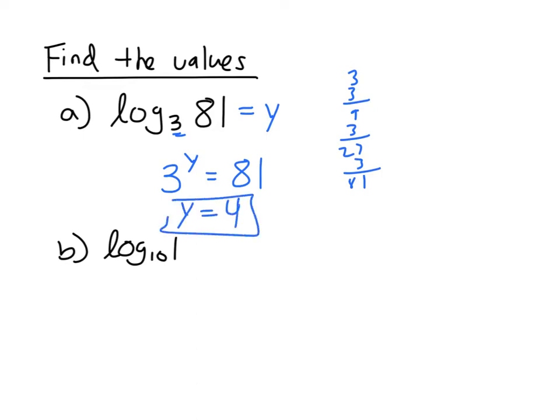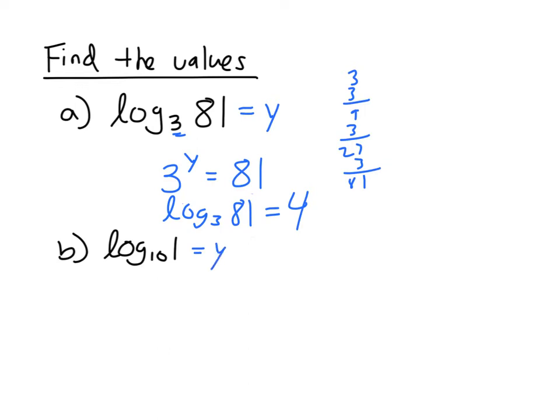What you should say at the end is, okay, so log base 3 of 81 equals 4. Same thing, let's go ahead and do this again.